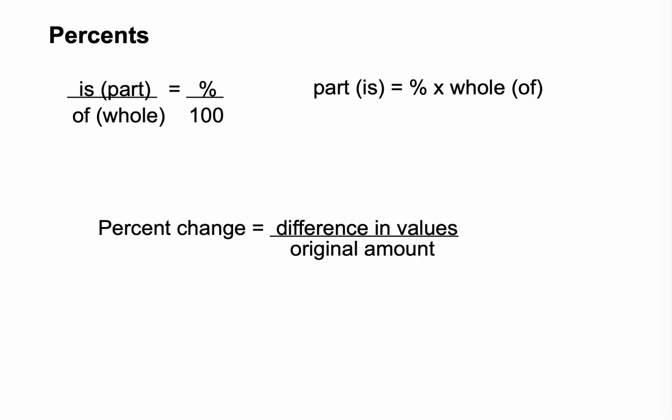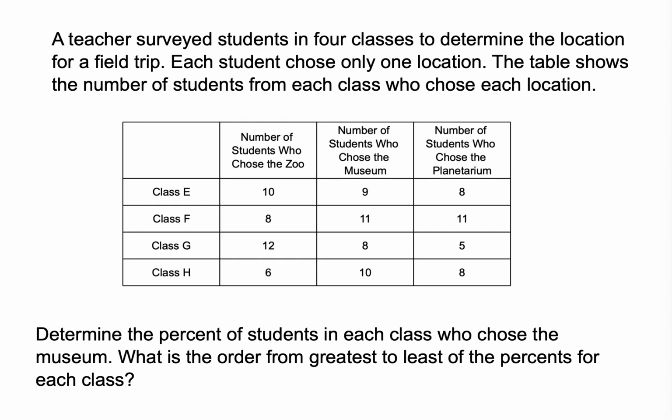Okay, percents. When we did percents, we looked at how you can do either a proportion or an equation. If you do the proportion, our keyword is tells us the part, of tells us the whole, and then percent over 100. So is over of equals percent over 100. In an equation, the part, which is equals the percent as a decimal times the whole, which is our of word. All right, and then when we are asked for a percent change, we subtract, we find the difference, and we divide by the original amount. So let's try a couple percent problems.